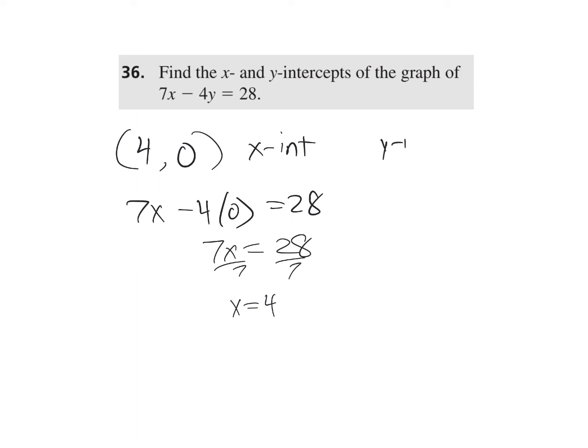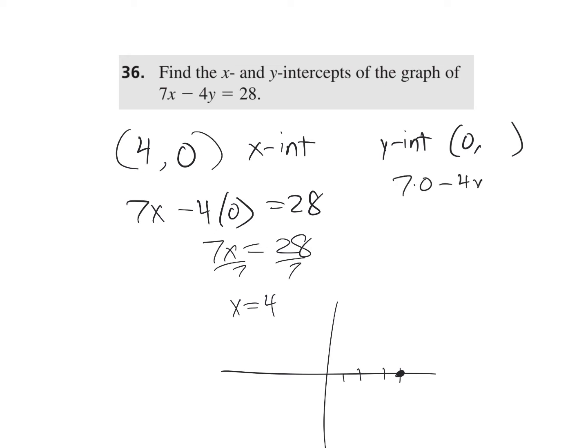And to find the y-intercept, so 4, 0. The y-intercept, let me draw it here. Plug 0 in for x, 7 times 0 minus 4y equals 28. Now be careful. 7 times 0 is 0. Do not drop that minus sign. That becomes a negative 4. And now we divide off the negative 4. y equals negative 7. 1, 2, 3, 4, 5, 6, 7.